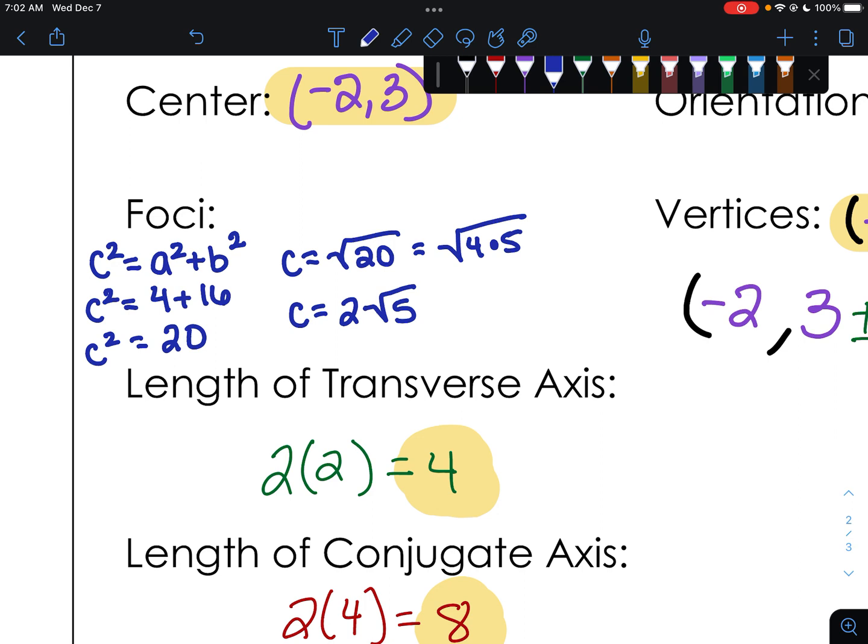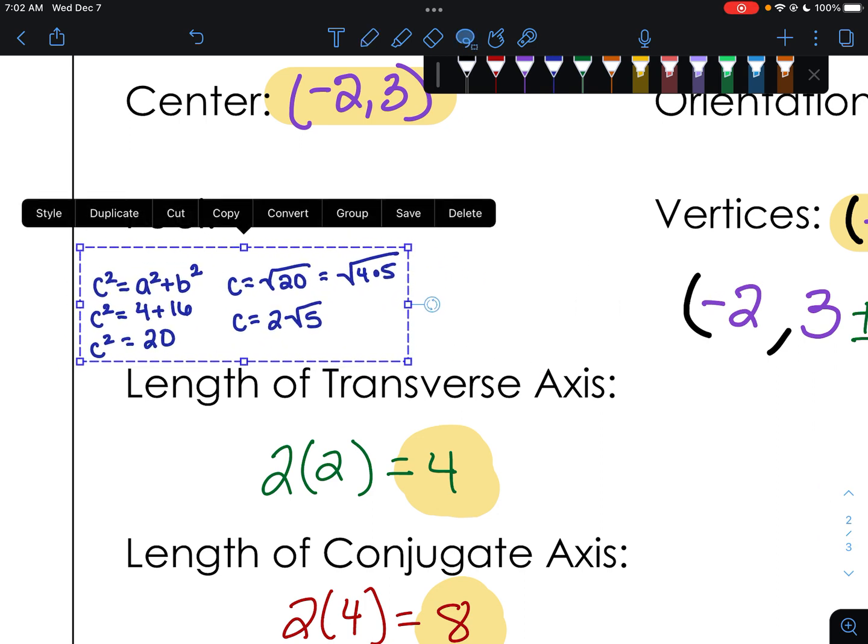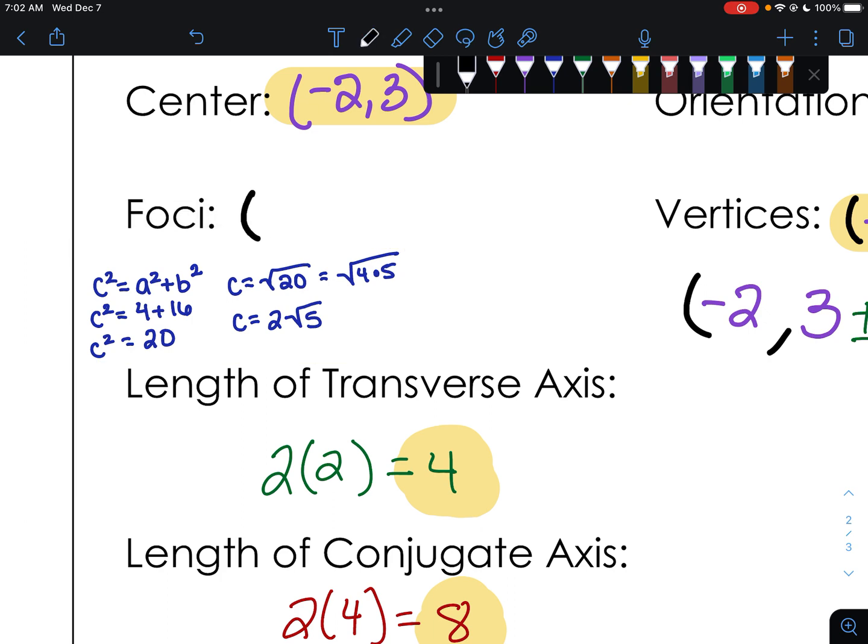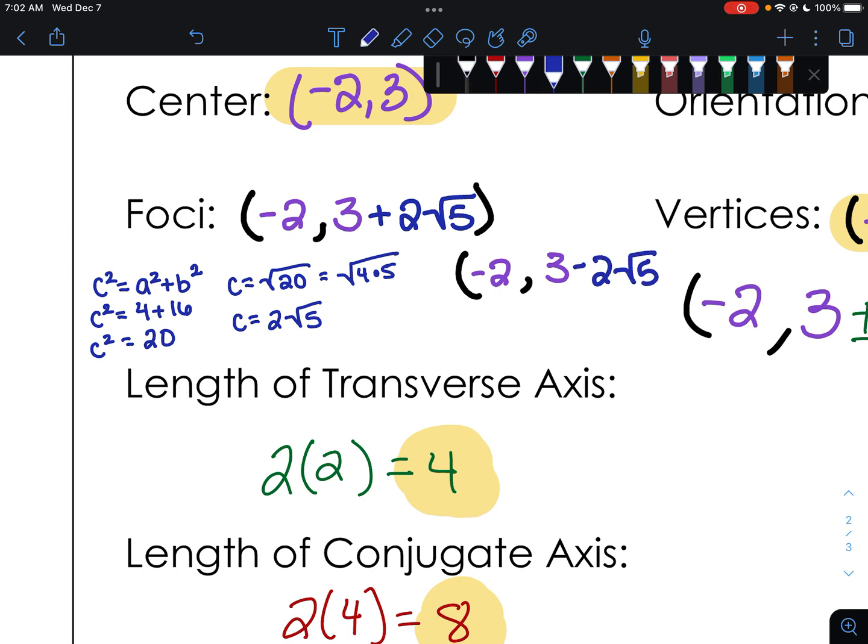So I'm going to add and subtract from the y value of my center. So I have -2, 3, and I'm going to add 2 square roots of 5, and then I'm going to subtract 2 square roots of 5, and that's how I get my foci. Okay.